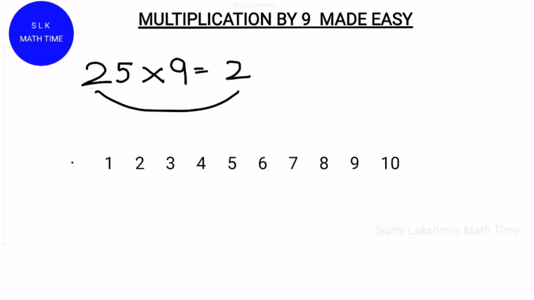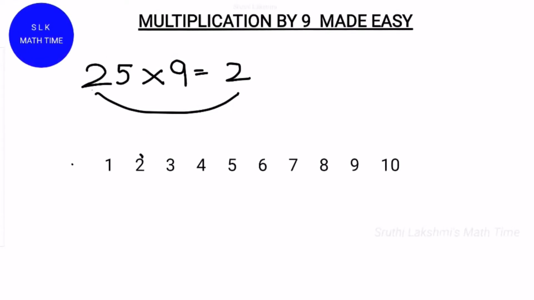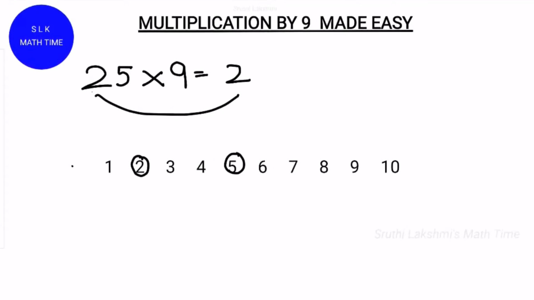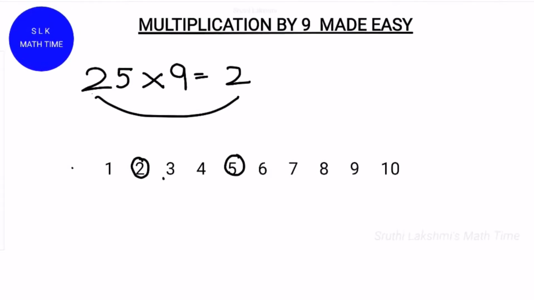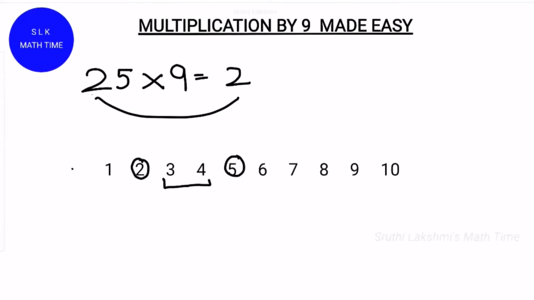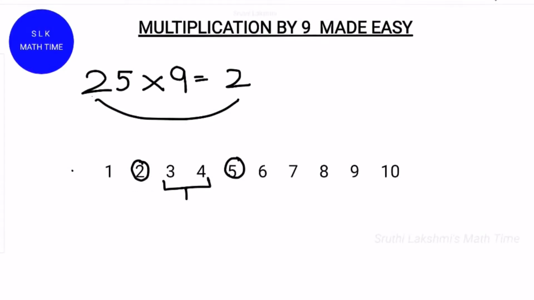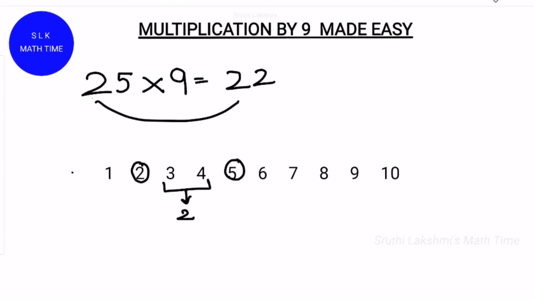Next, circle or underline the digits. So 2 and 5. Now, see how many non-circled numbers are between 2 and 5. So there are 2. So write 2.